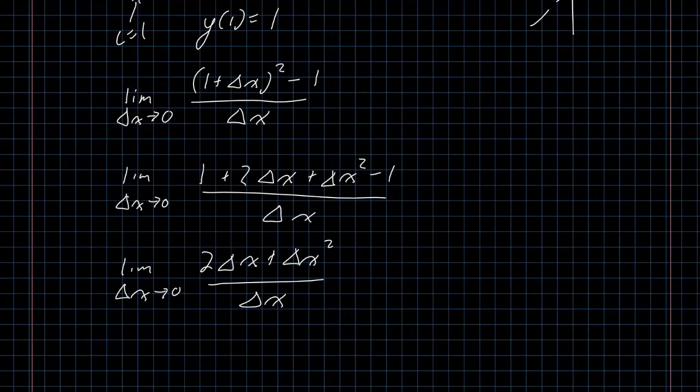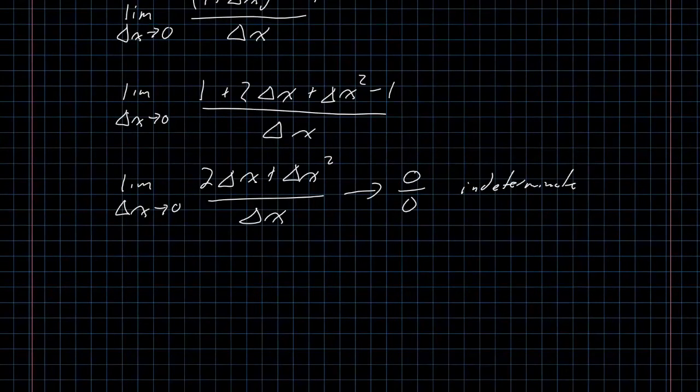So this thing turns into 2 delta x plus delta x squared all over delta x. And if you try plugging in that delta x is equal to 0, you get 0 over 0, which is an indeterminate form. As indeterminate forms go, this one is not too bad. We should be able to divide off that delta x, and in fact, we can do that pretty readily. Just divide each term by term.